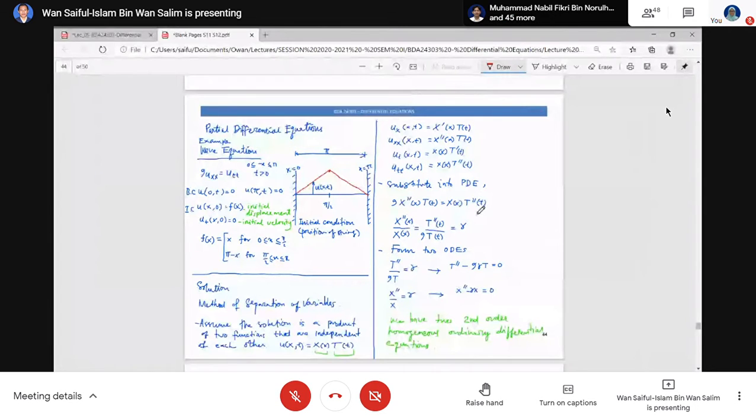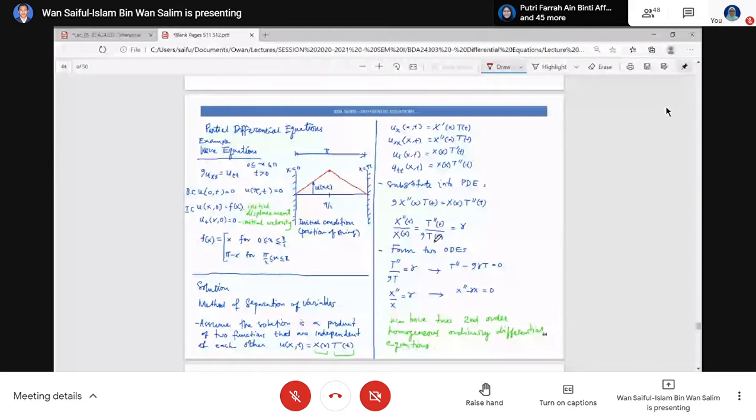Okay, because these terms are independent of each other, t only depends on t and not on x, and x only depends on x and not t, then we can represent this relationship with a separation constant, represented by gamma. This is similar to what we did in the wave equation. By having gamma here, we can form two separate equations. The first one is x double prime over x equals gamma, and the second one is t double prime over 9t equals gamma.